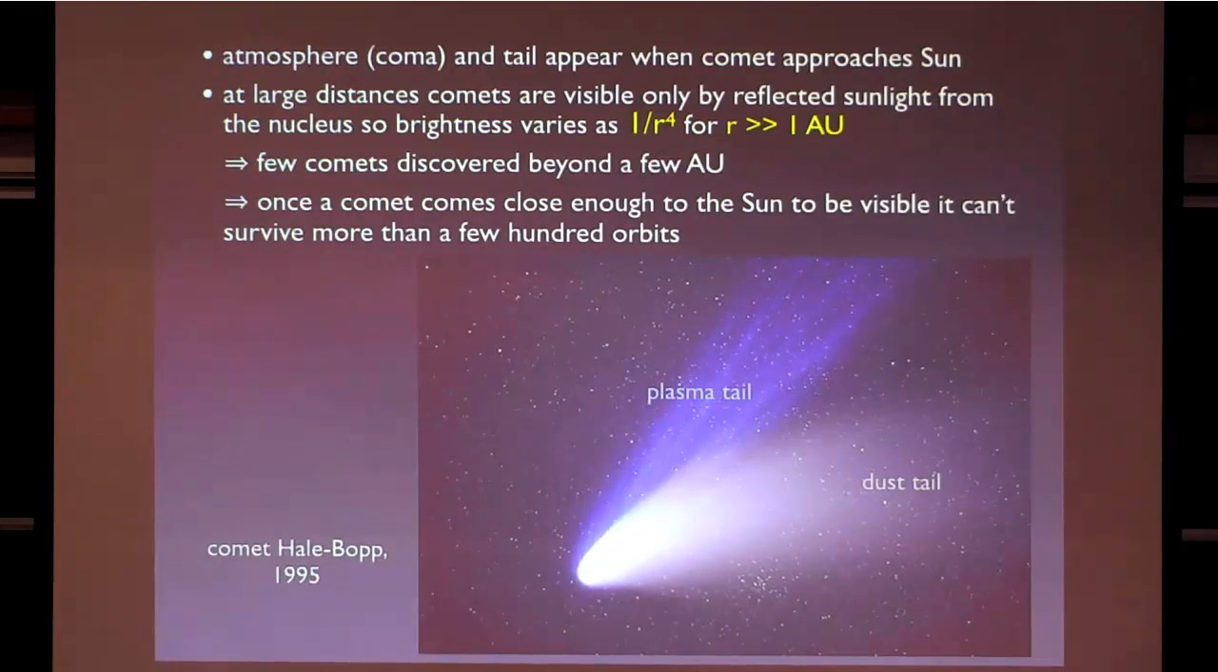At large distances, the nucleus, the solid body of the comet, is visible only by reflected sunlight, and that means that at large distances, the brightness falls off like 1 over r to the fourth: r squared for the light to get there from the sun and r squared for it to come back. What that means is that it's very hard to discover comets that are more than a few astronomical units away from the sun. And that in turn means that once the comet comes close enough to the sun to be seen, it will be heated by the solar radiation, lose its volatiles, and it typically can't survive more than at most a few hundred orbits.